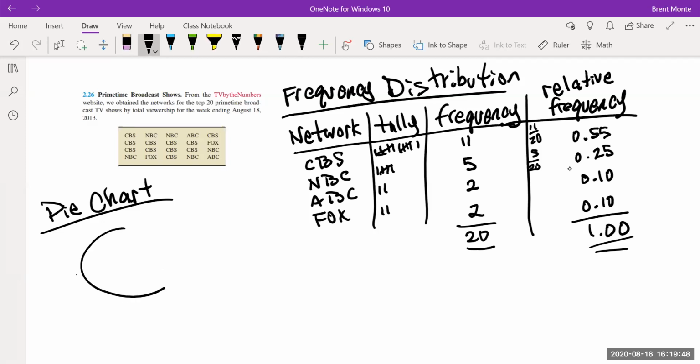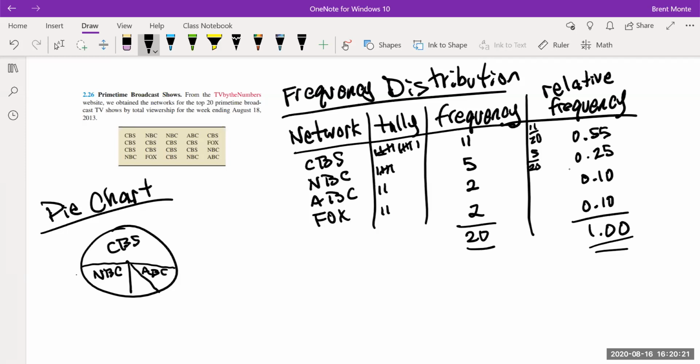Okay, so let's get our circle. Again, put a dot in the middle. I'll go here, a little more than straight across, and this is going to be CBS. In about 25%, that's a quarter, that'll be easy. Go straight down there, that's going to be NBC. And then half and half of what's remaining, these would each be 10%. I might have drawn that a little off, but we'll call this ABC and Fox.